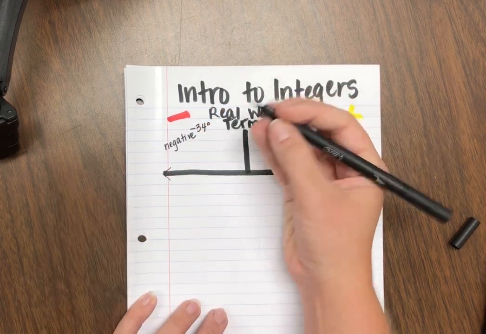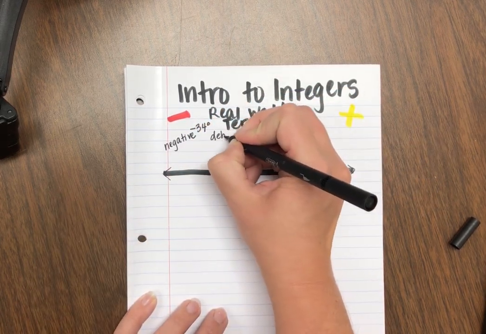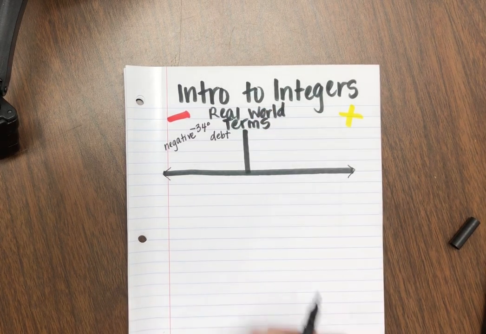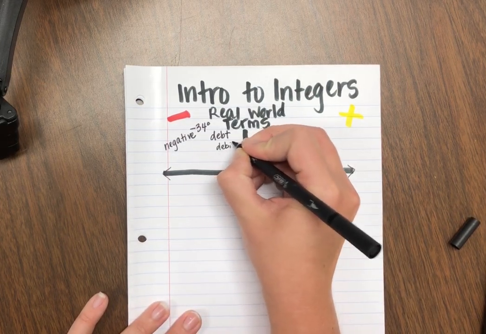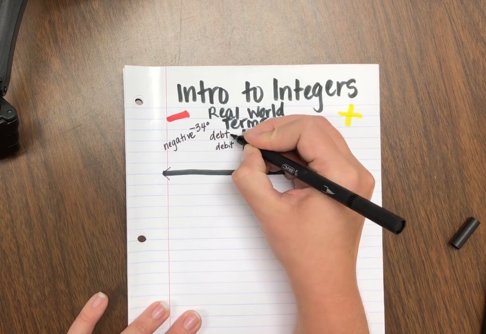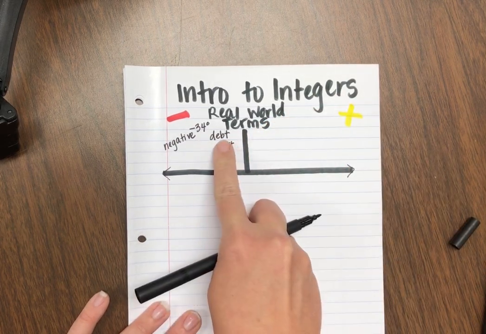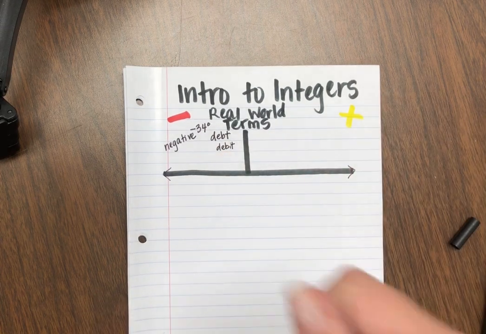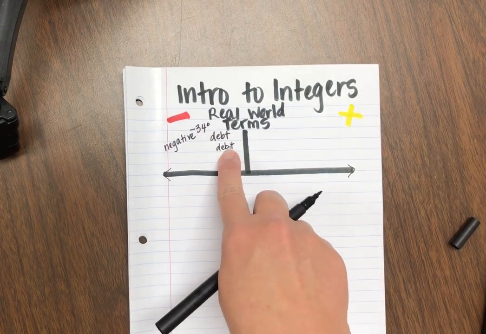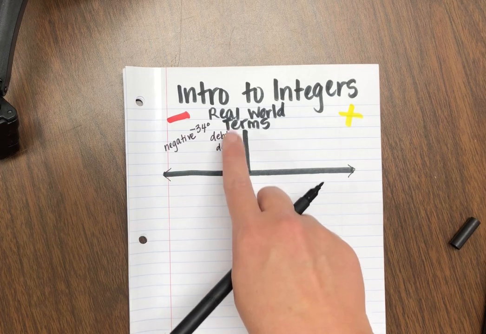You might see words like debt. So that means when you owe money to someone, that's a negative number. That's an integer. Maybe you think of debit. Debt and debit are not the same thing. Debt is when you owe money to someone. Debit is when you take a card and you make a debit at the store. Technically, you're taking money out of your bank account, so it's still negative.